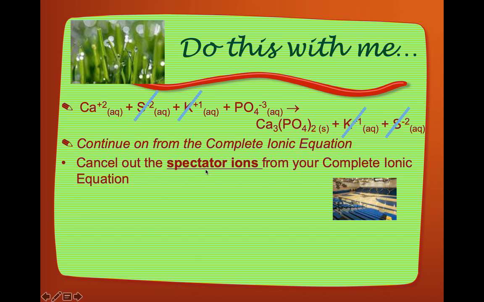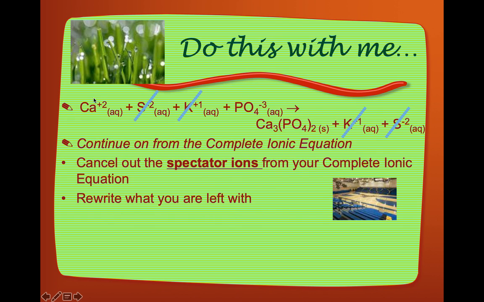So cancel out the spectators, the ones that did not make the precipitate. That's what a spectator is. Why is it a spectator? Because it's not specific to this reaction. This game would keep happening no matter who was sitting in the stands, right? This precipitate would happen no matter what these 2 pieces were. So if this had been chlorine instead of sulfur or oxygen instead of sulfur, it's the calcium that matters. This could have been barium or magnesium, any other positive piece that was attached to the phosphate. It's the phosphate that matters.